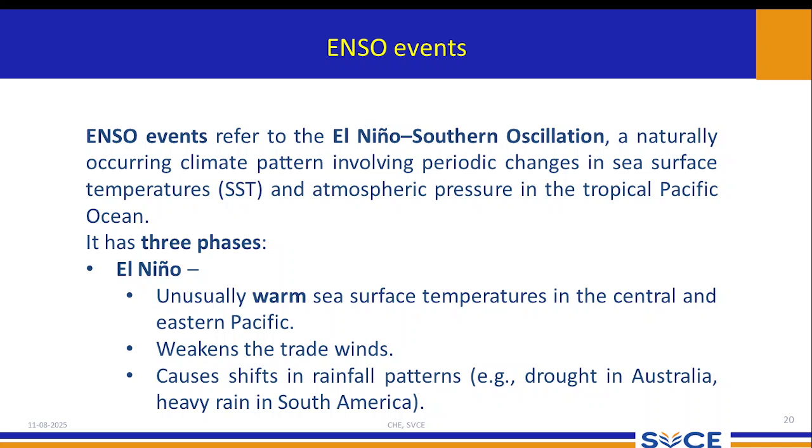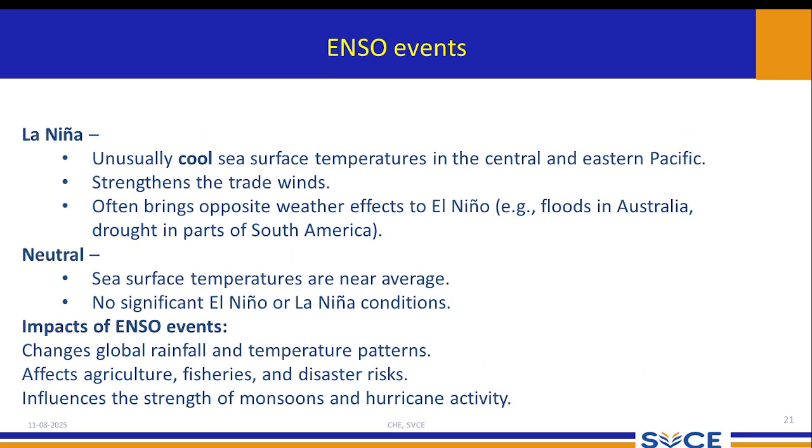Okay, El Nino. What is El Nino? Unusually warm sea surface temperature in the central and eastern Pacific weakens the trade winds and causes a shift in rainfall patterns: drought in Australia, heavy rain in South America. And La Nina: unusually cool sea surface temperature in the central and eastern Pacific strengthens the trade winds.